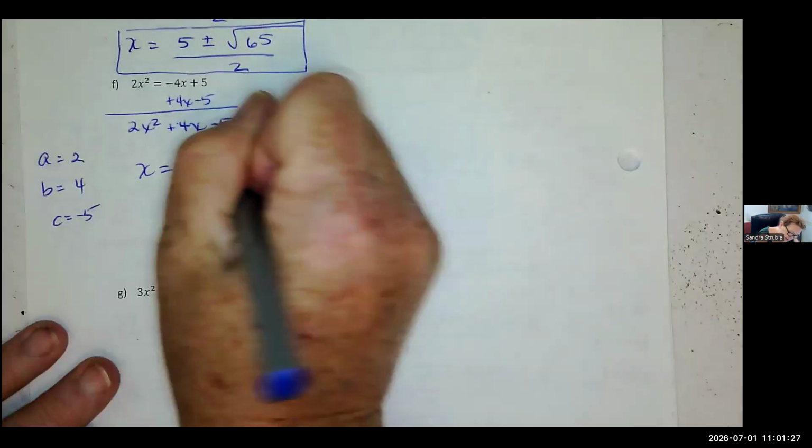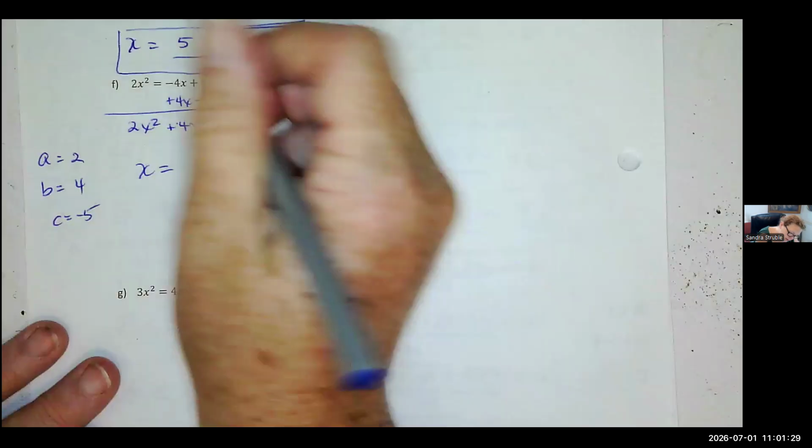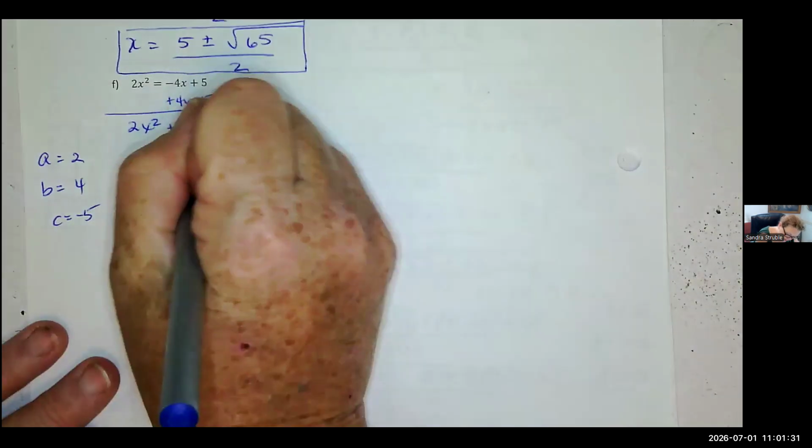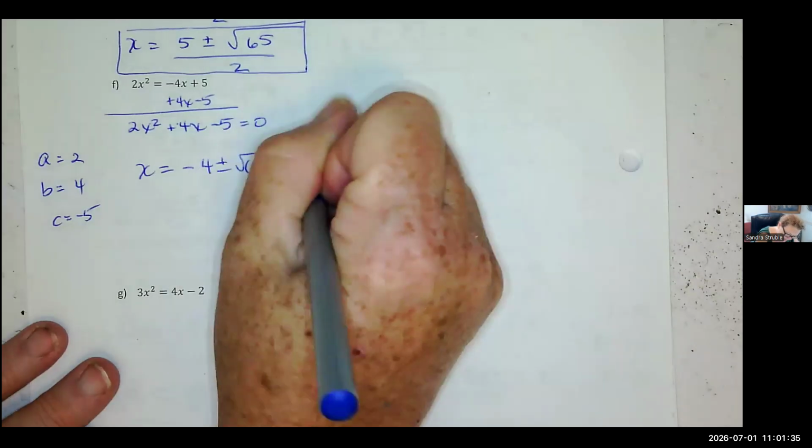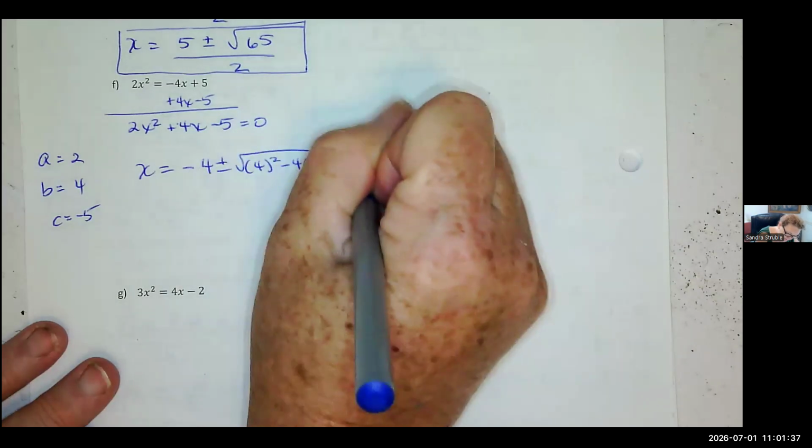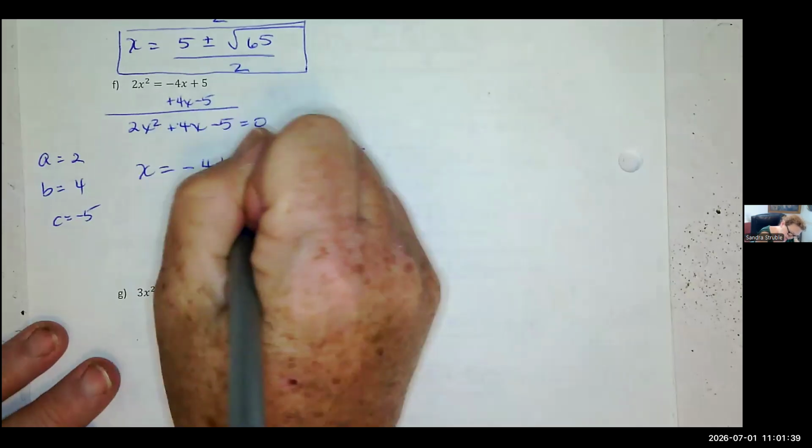All right, my a is 2, b is 4, c is -5. Substitute x equals -b plus or minus the square root of b squared minus 4ac, all of that over 2 times a. Let's simplify.